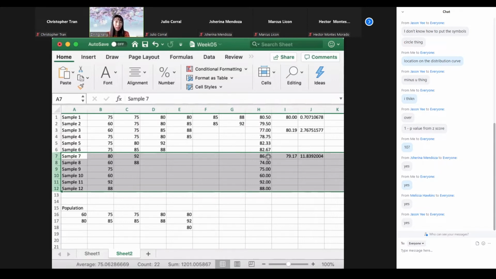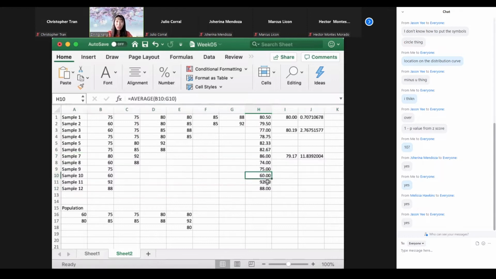Sometimes it goes to 86 or 74, 75. If you get unlucky, your sample peaks the extreme value, right? Like 60 or 92 or 88. So now we see the sample mean for small sample is all over the place, right? Some are very far from the actual, like the 92 or the 60. They are very far from the true population mean. So those are not reliable at all, right?